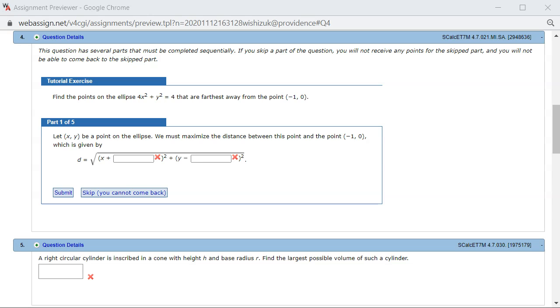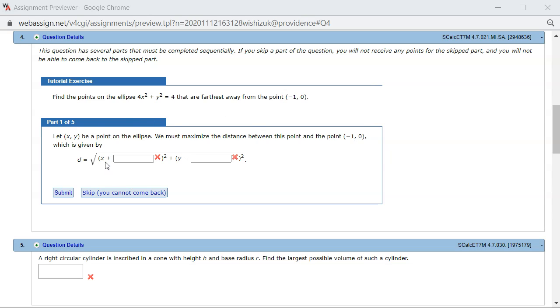All right, let's look at homework 4.7, problem number 4. It's a tutorial exercise. We want to find the points on the ellipse that are farthest away from the point (-1, 0). Let (x, y) be a point on the ellipse. We must maximize the distance between this point and (-1, 0).